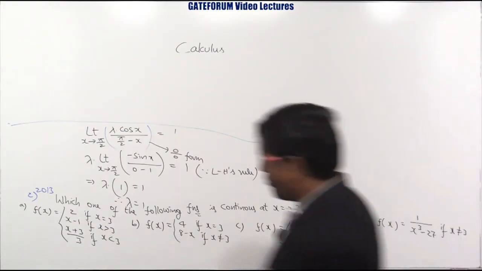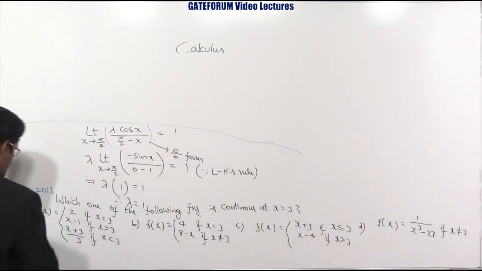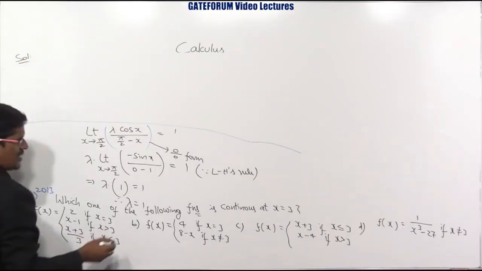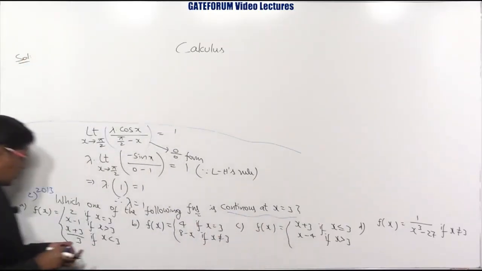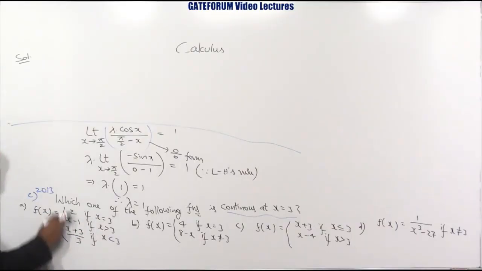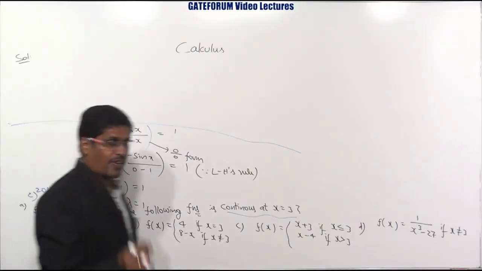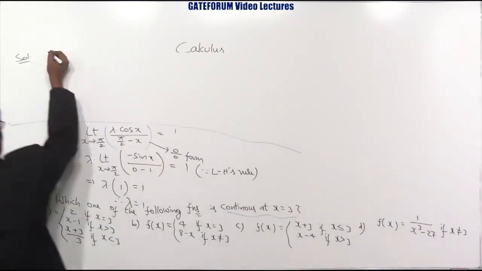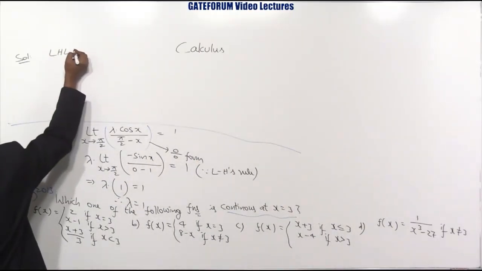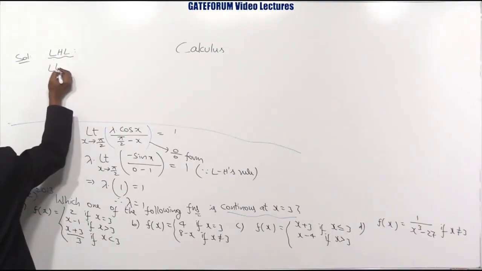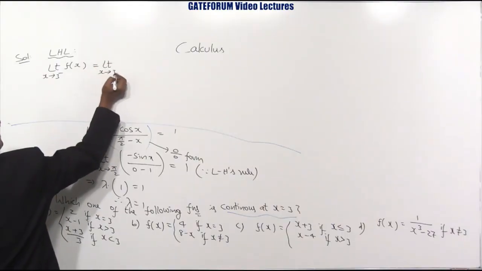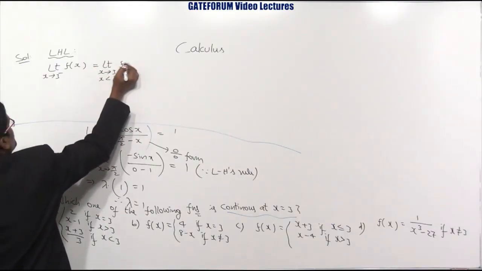So the second question has 4 functions; which one of these functions is continuous? Solution. The first one, they are asking at x equal to 3, but you have different functions for x less than 3 and greater than 3. So in this case, before finding the original limit, you have to find the left hand limit and right hand limit. So LHL. What is the LHL notation? Limit x tends to 3 minus f of x. This means limit x tends to 3, x less than 3, f of x.